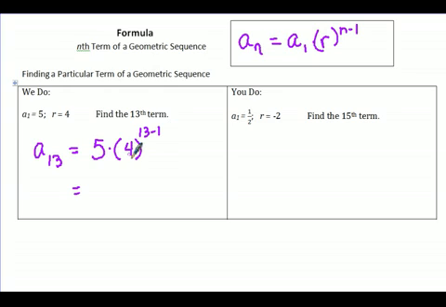Now multiplying by a number that many times is going to result in a very large number, 83,886,080. So pause the video and try the next example on your own.